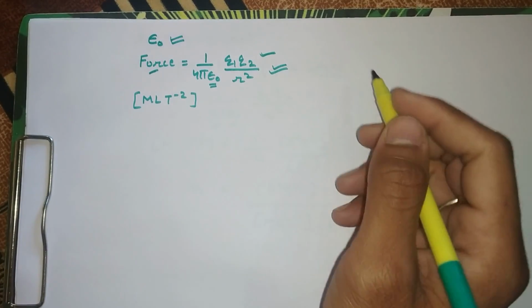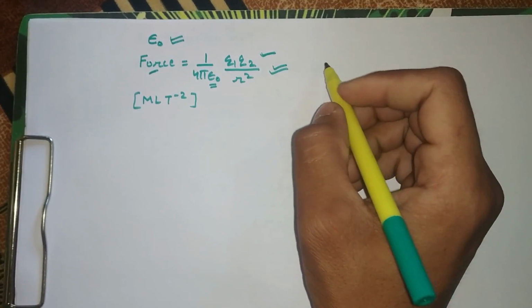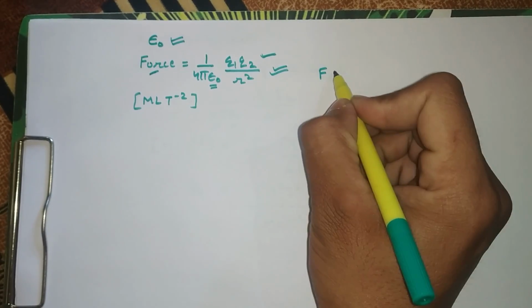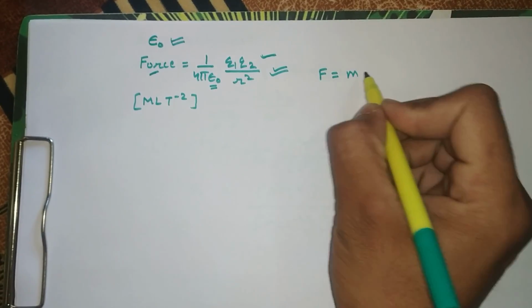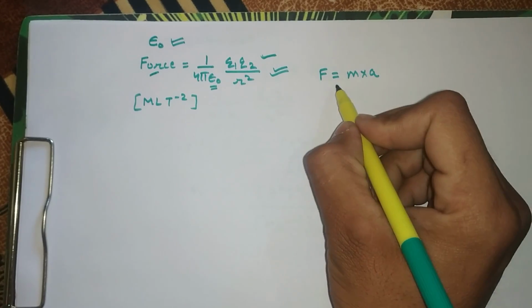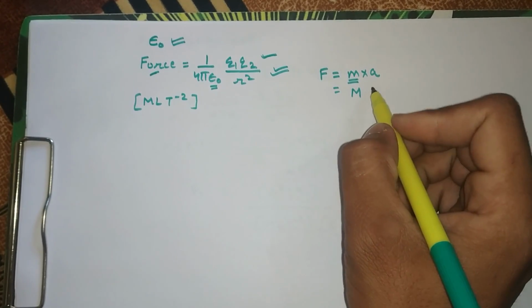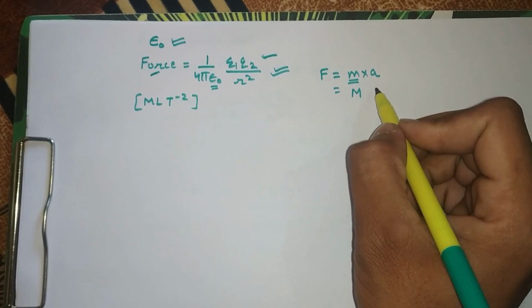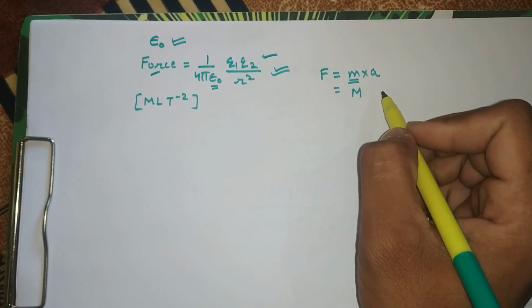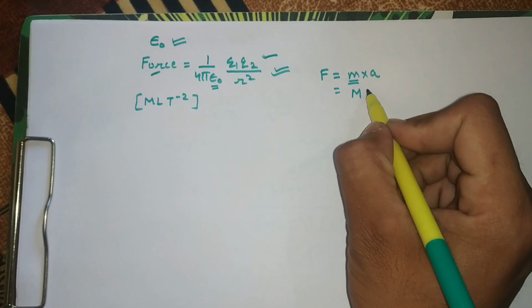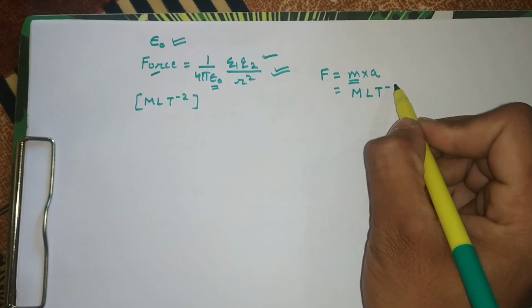If we don't know the dimensional formula of force, we can also determine it. Force equals mass into acceleration. The dimensional formula of mass is M, and acceleration is velocity per unit time. The dimensional formula of velocity is LT minus 1, which will become MLT minus 2.